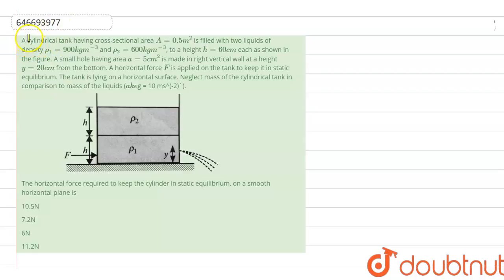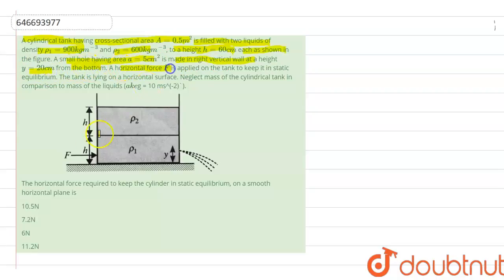Hello everyone, let's begin with the question. The question says that a cylindrical tank having cross-sectional area A = 0.5 m² is filled with two liquids of density ρ1 = 900 kg/m³ and ρ2 = 600 kg/m³, to a height of h = 30 cm as shown in the figure. A small hole whose area is 5 cm² is made in the right vertical wall at a height y = 20 cm from the bottom.